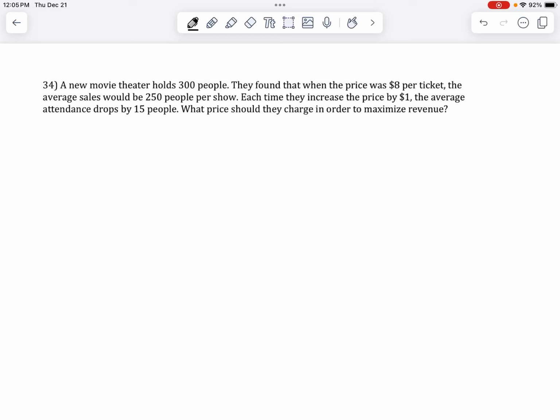So this movie theater can hold 300 people. They found what the price was, $8. And for that, I'm going to make a little table. So this is going to be the price that they charge.